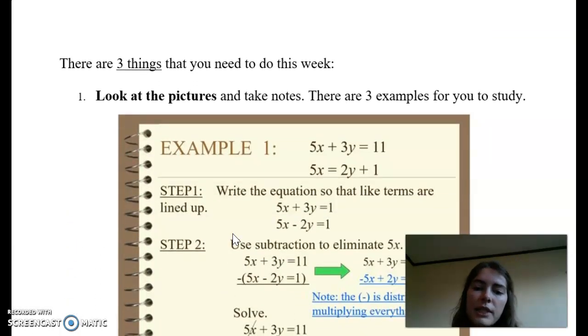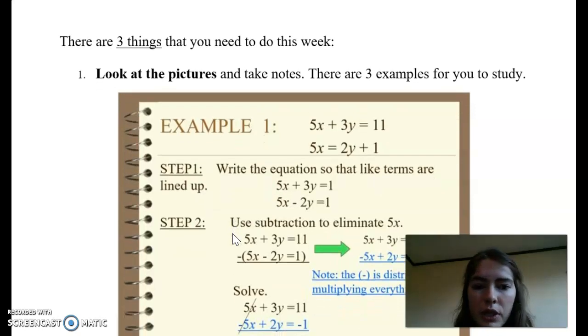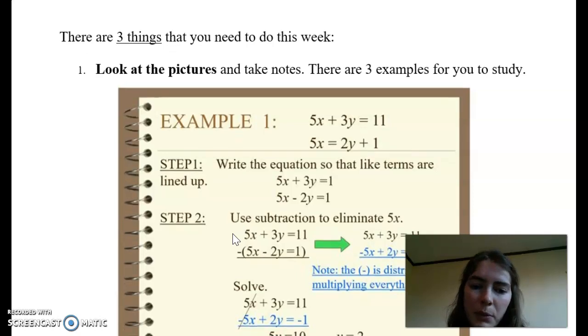So you had 3 things that you need to do this week. First, you needed to look at the pictures in all of those slides that I sent you and take notes. So hopefully you have had a chance to look at those already. This is one of the examples that I want us to look at together. So we have our 2 different lines right here.